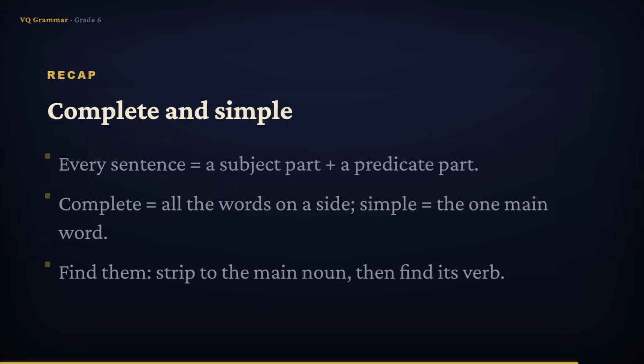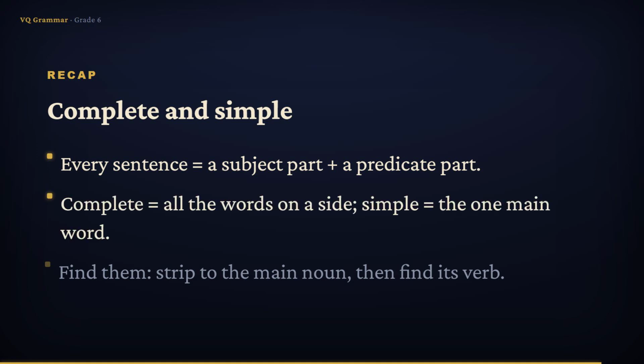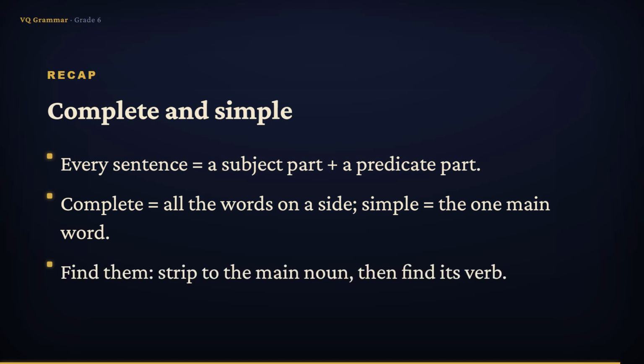Let's wrap up what we learned. Every sentence splits into two parts, a subject part and a predicate part. The subject names whom or what, and the predicate tells what it does, has, or is like. When you mean all the words on a side, that's the complete subject or complete predicate. When you mean just the one main word, that's the simple subject, which is the main noun, and the simple predicate, which is always a verb. To find them, strip the subject down to its main noun, then find the verb. Main noun, its verb, the bare bones of every sentence.